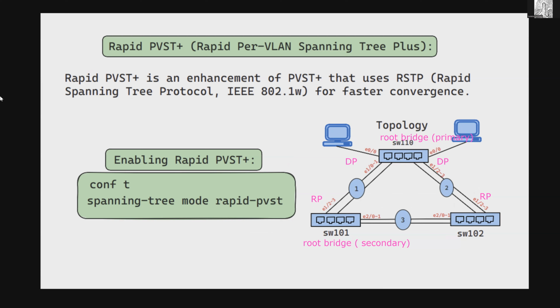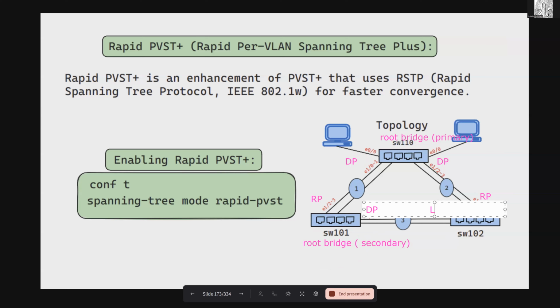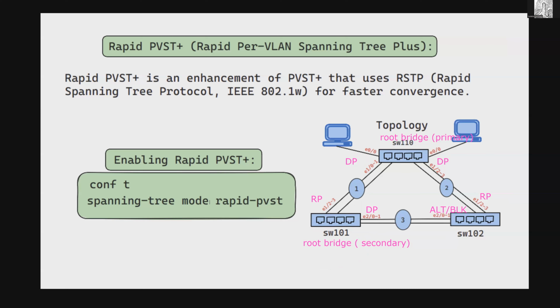Now here is the twist. Since this is your secondary, and from here you can go in this direction, this will become your DP, and this will become either your alternate or blocked port. So these are the port significances you have.